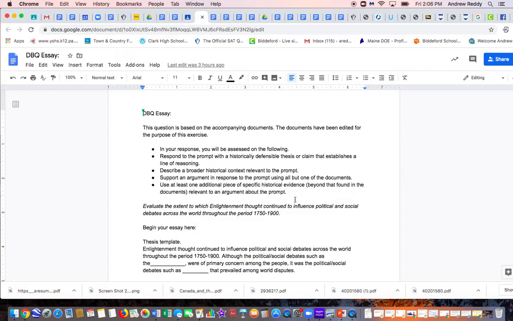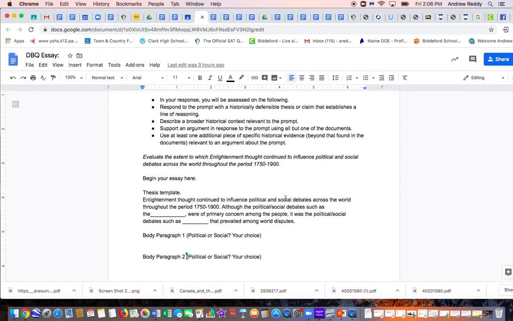And then you have to put an additional piece of specific historical evidence beyond that found in the documents relevant to an argument about the prompts. We will get to that later. So essentially, you are evaluating the extent to which Enlightenment thought continued to influence political and social debates across the world throughout the period 1750 to 1900.